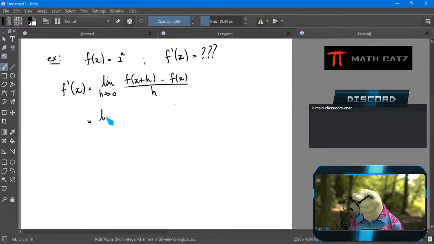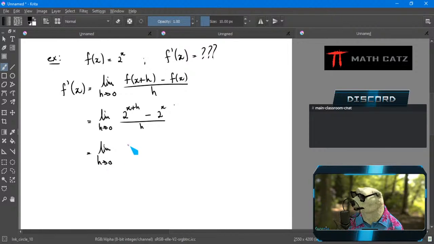Okay, well, first I have to use the function. So in this case, it's 2 to the x, or 2 to the whatever the input is. Now the input is x plus h, so it's 2 to the x plus h. And this one's input is x, so 2 to the x, of course, over h. So I need to simplify this because I can't plug in 0 for h. I'll be dividing by 0, and that is not going to help me in any way.